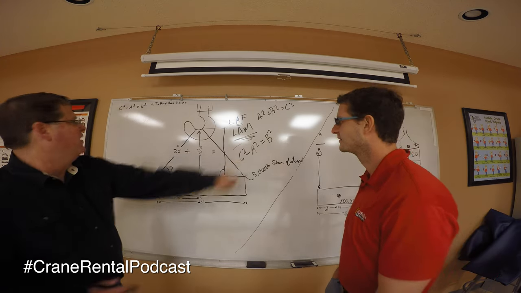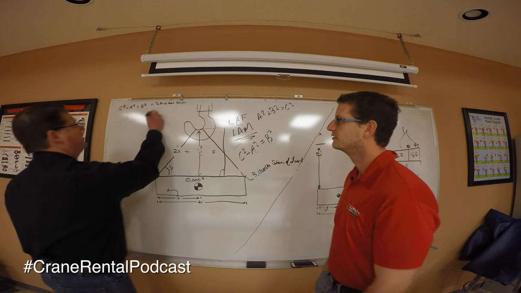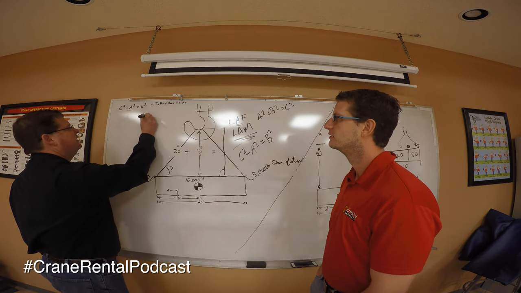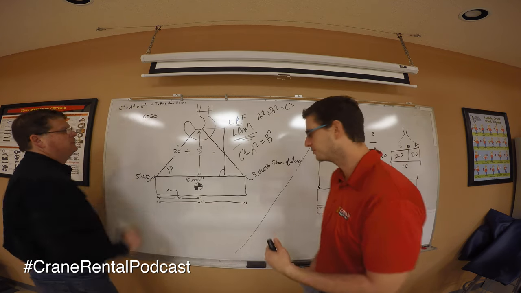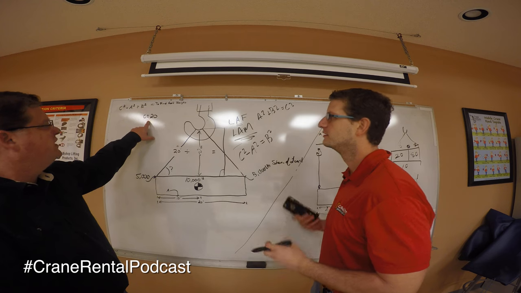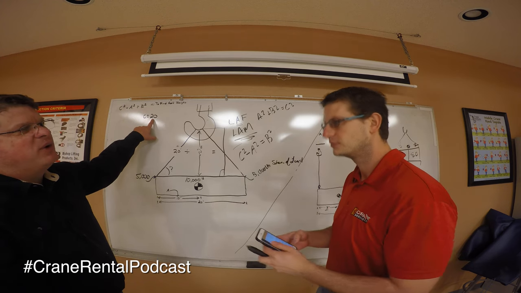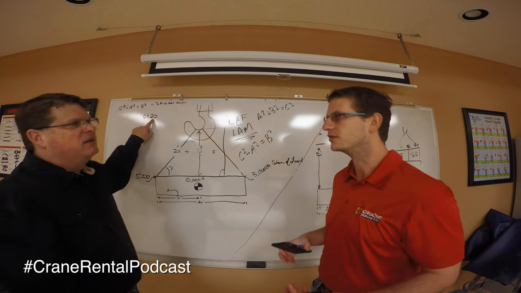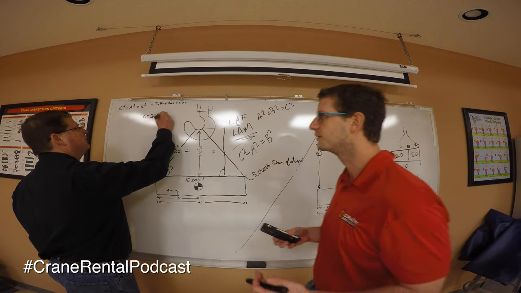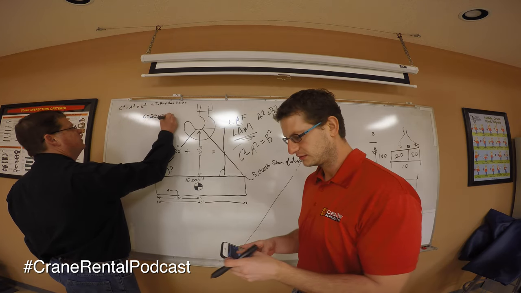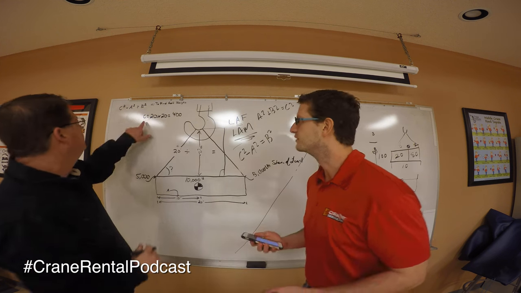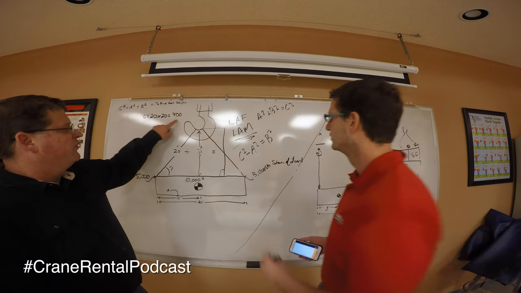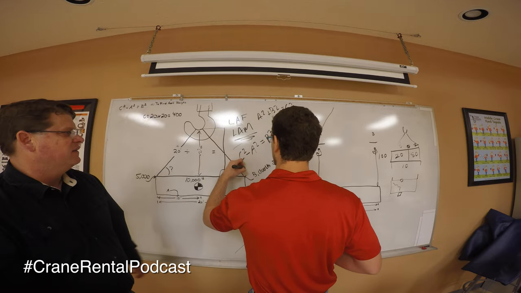Okay, so here's how this works. C, in this case, C equals 20 feet. We have a 20-foot sling, so 20 squared. But what does squared mean? That means you multiply it by itself one time. So 20 times 20 equals 400. By the way, this is not always the right way to write this, but it's the easiest for us. So we have 400 right here.